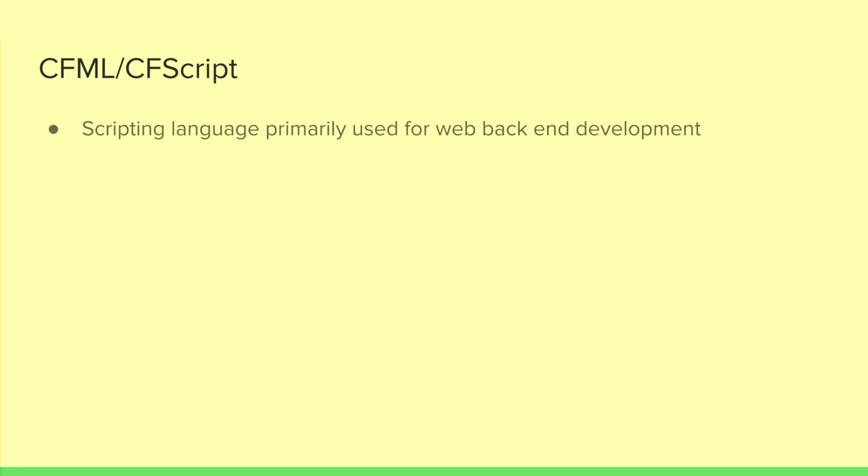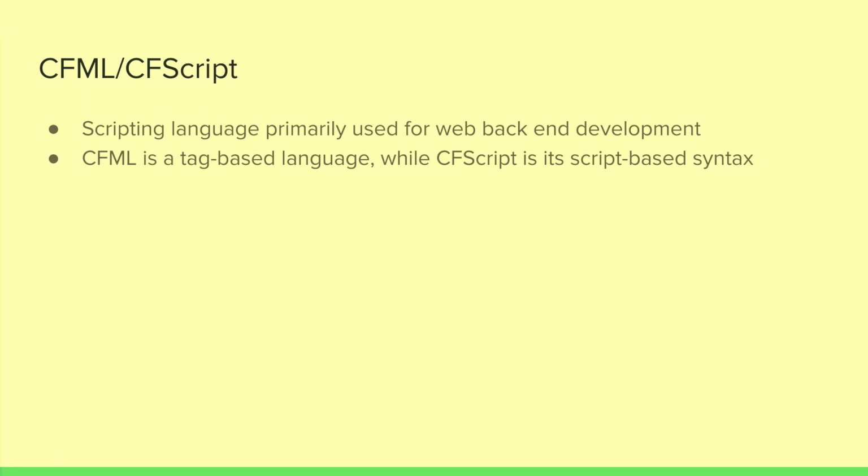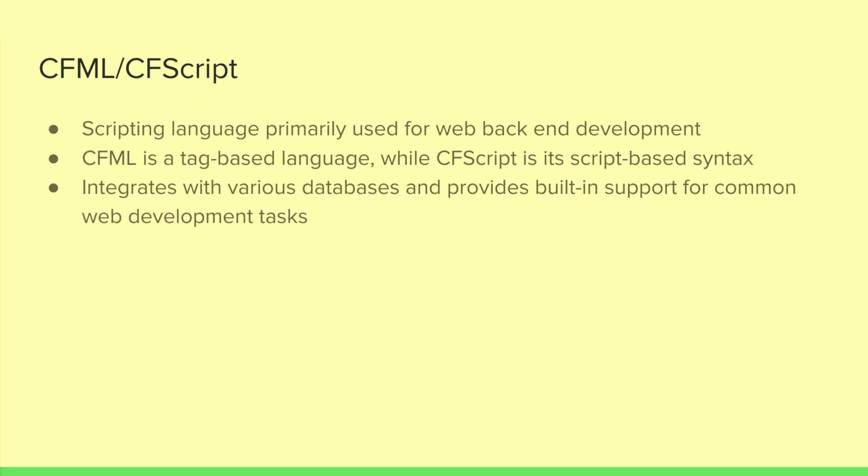Okay, then we have CFML, CFScript, and we can probably run over this quite quickly. Scripting language, used a lot for web backend development. Tag-based language, CFML. CFScript is the script-based syntax. We know all that. Has cool stuff like integration points with various databases that come kind of out of the box with the CFML servers that we have. And that's one of the benefits why people use ColdFusion or CFML, obviously. There's support for a lot of common web development tasks like sending an email, receiving emails, uploading stuff with FTP, dealing with images, processing stuff. It's all built into the language somehow.